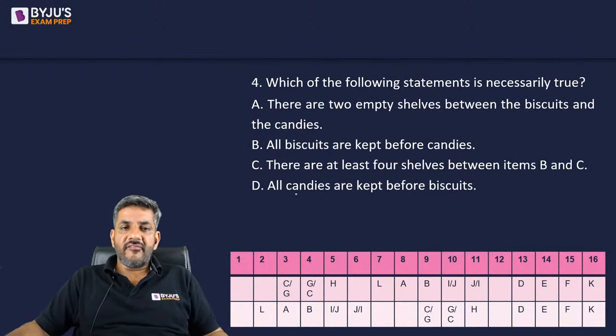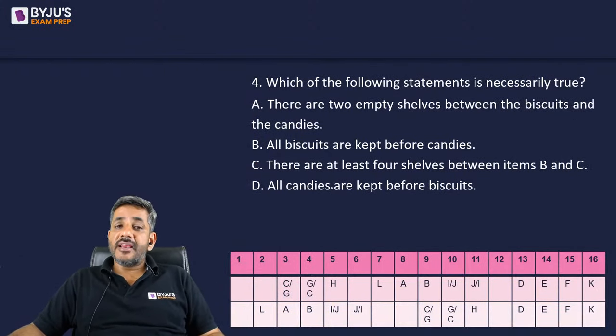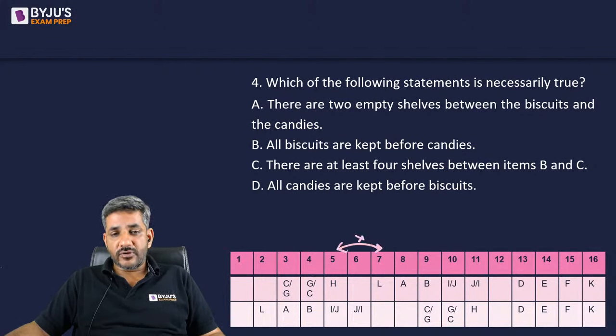And lastly, we have fourth, which of the following statements is necessarily true? There are two empty shelves between the biscuits and candies. No, between biscuits and candies, we do not have two empty shelves here. So this is wrong. All biscuits are kept before candies. No, in the first case, I have all biscuits after the candies. Wrong. There are at least 4 shelves between B and C.